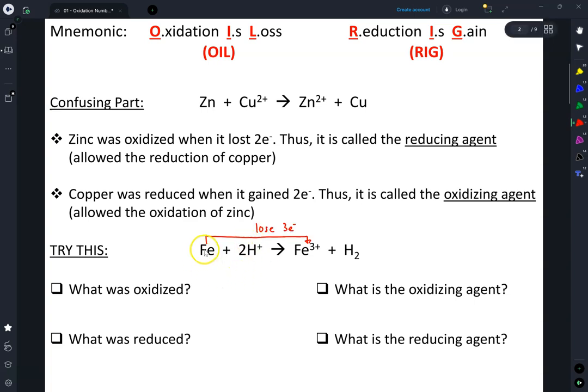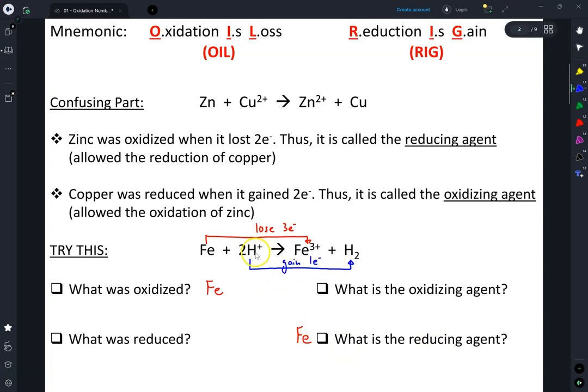Alright, looking at the iron, we go from neutral to a positive cation. The only way to become more positive is by losing the negative electrons. So iron has lost 3 electrons. According to our memory device, OIL RIG, oxidation is loss, reduction is gain. In this case, the iron is losing electrons, so it's being oxidized. And because iron was oxidized, that means it is the reducing agent because it causes the reduction half reaction.